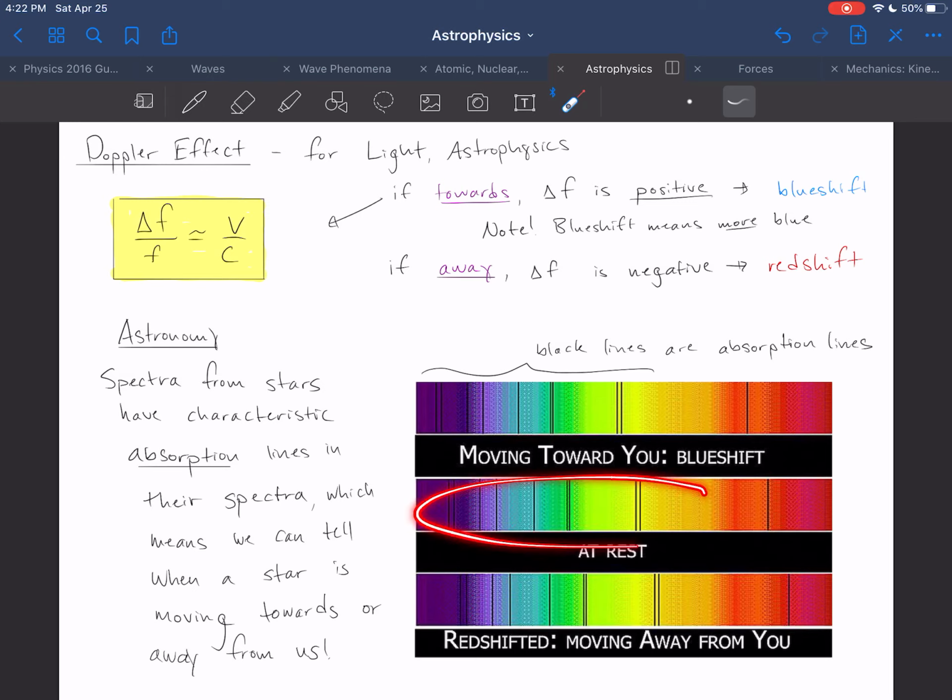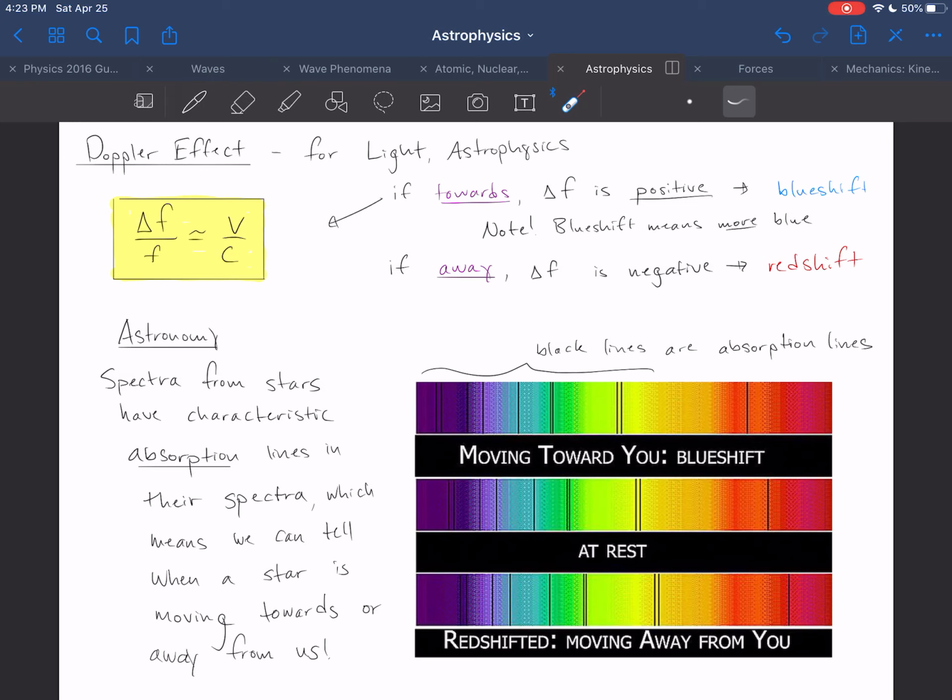Notice that if these are the absorption lines in something you're observing and they're at rest, you would see those exact same lines shifted to the blue. So we really rely on absorption and emission spectra to detect this in light and astrophysics.